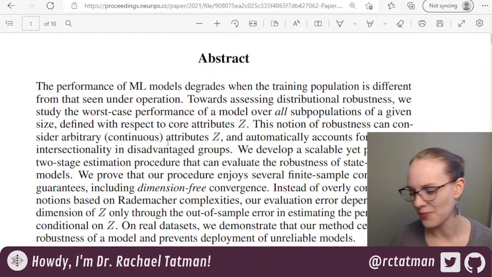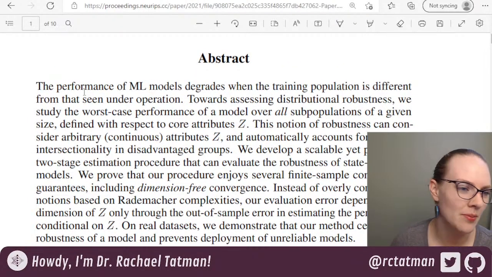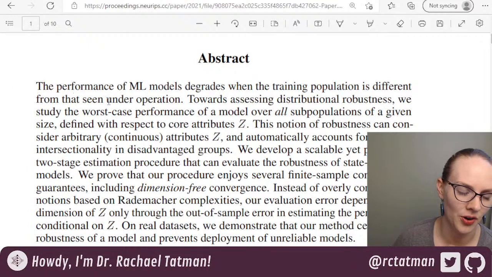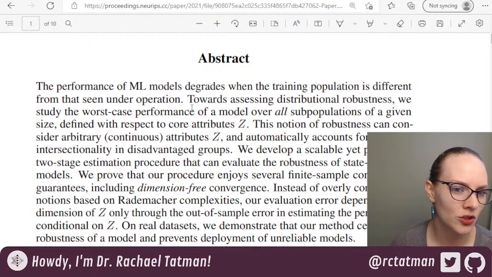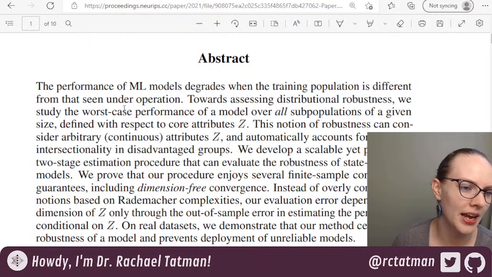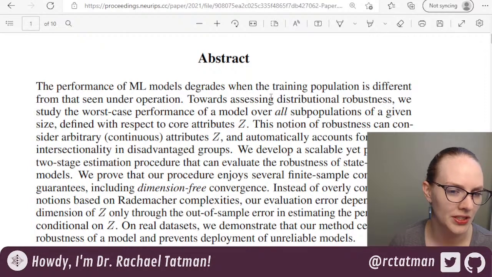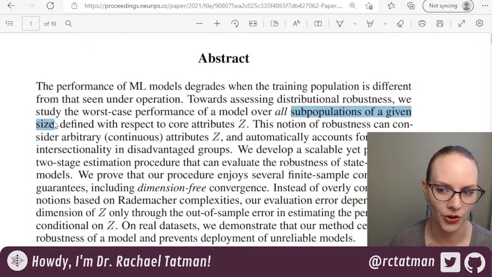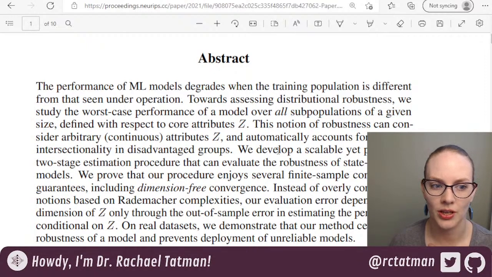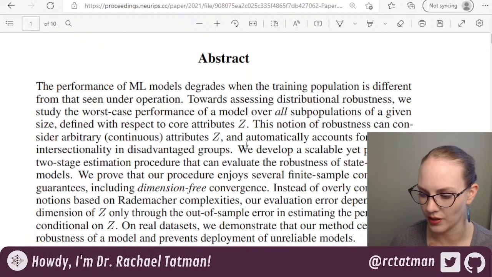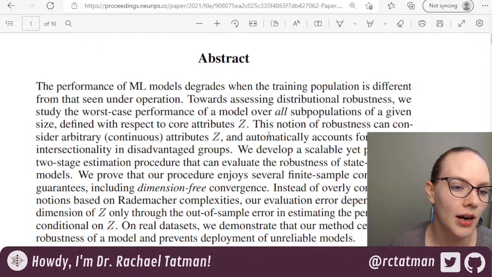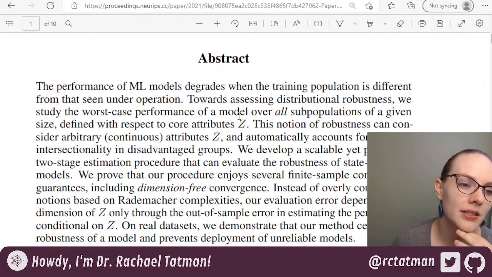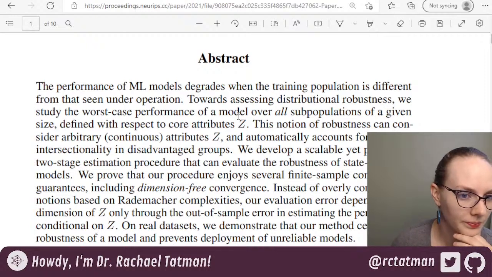So the performance of ML models degrades when the training population is different from that seen under operation. Towards assessing distributional robustness, we study the worst case performance of a model over all subpopulations of a given size, defined with respect to core attributes Z. Interesting. So the size of the subpopulation is held firm, which I would say, particularly in a sociolinguistic context, you really can't assume. But this is a simplified model.